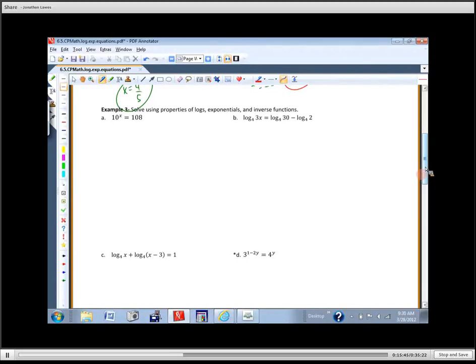Okay, so now we're going to solve this using properties of logs, exponentials, and inverse functions. What function is that? Okay, that is exponential base 10. How are we going to undo it? Log base 10. Okay, so we're going to take the log of both sides. What do these do to each other? Undo, so we get x equals the log of 108. That's it. End of story. Done.